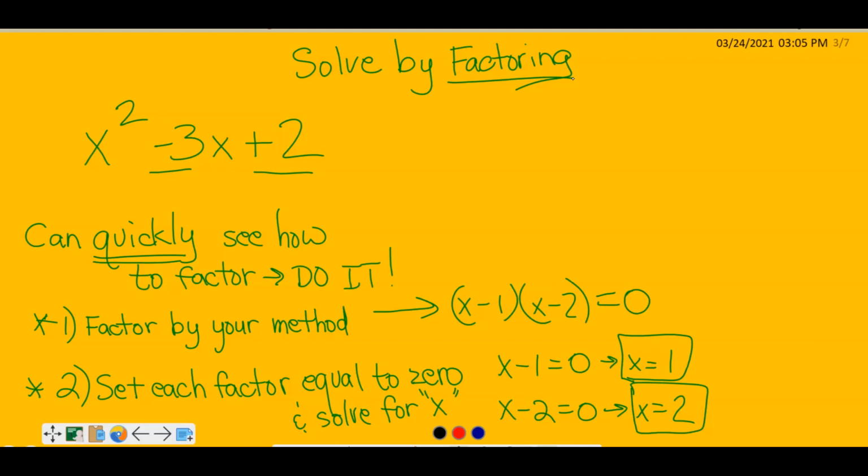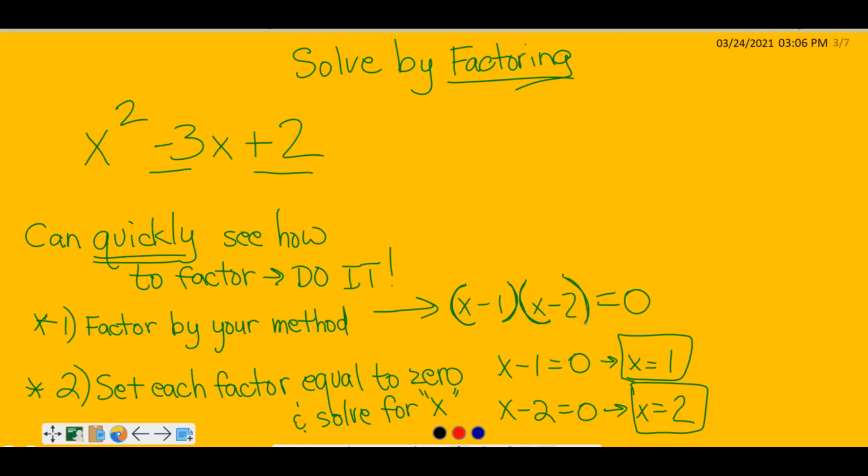If you can look at this like x squared minus 3x plus 2, oh yeah, if you multiply 1 and 2 together, you can get 2, -1 and -2. And if you add them together, you get -3. So you see how quick that was? That's the only time you're going to choose this method. So factor by whatever method you like.